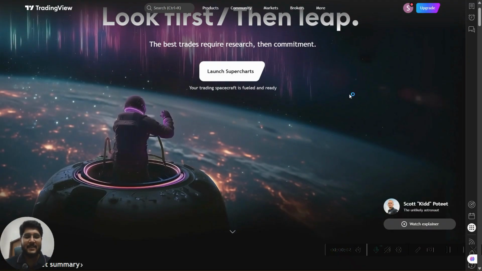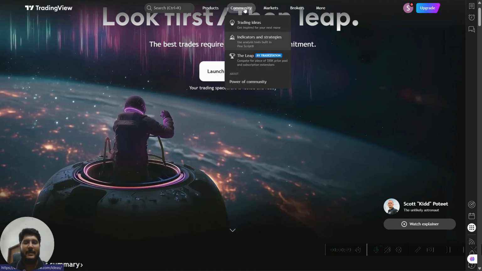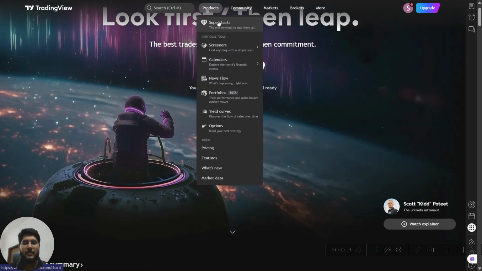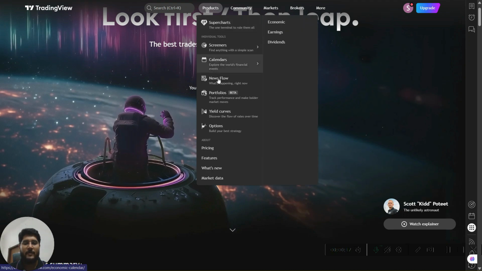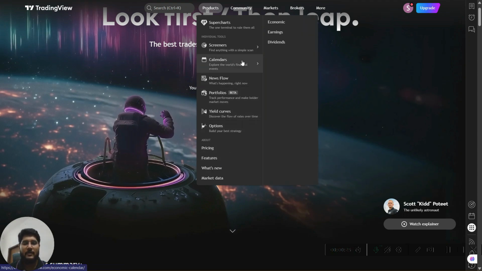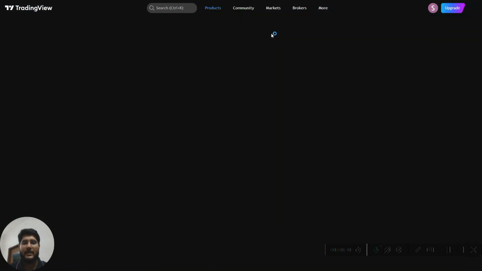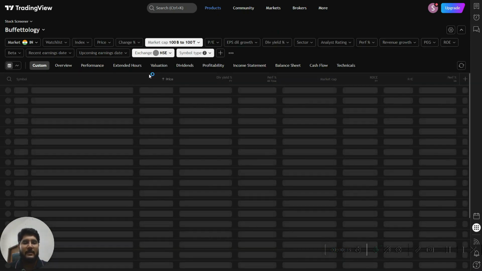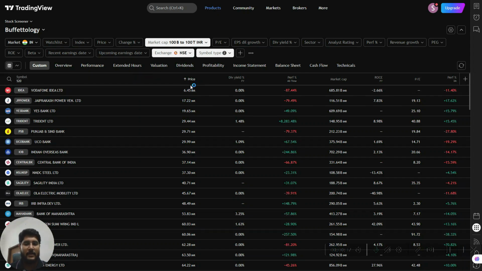Hi guys, so as discussed, let's dive into the TradingView platform. So this is the TradingView platform, which is a web-based platform as we discussed. Now what you do is that you go to products. So you will see various options that you can track, for example, screeners, calendars, news flows, portfolios, yield curves, options, etc. Right? So let's go to screeners first. So you have various options. You can screen stocks, ETFs, bonds, etc. So we have certain stocks over here which we have tracked earlier.